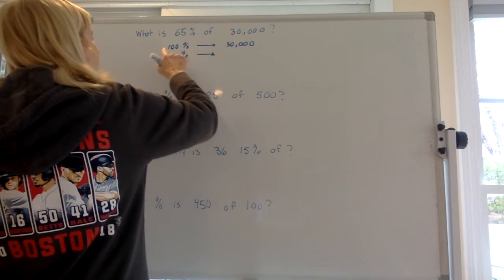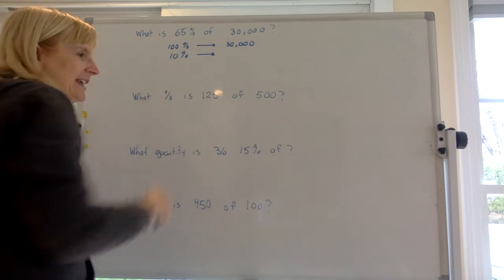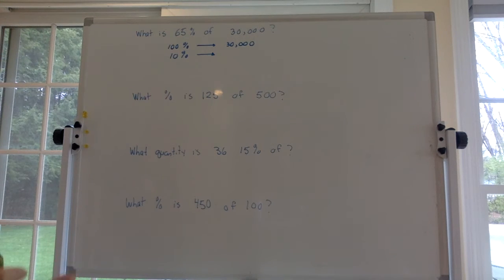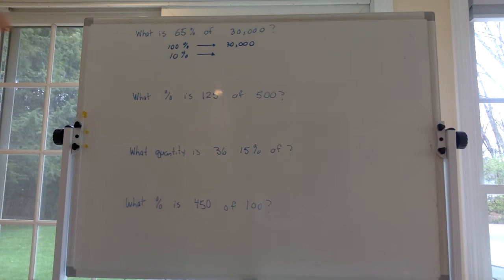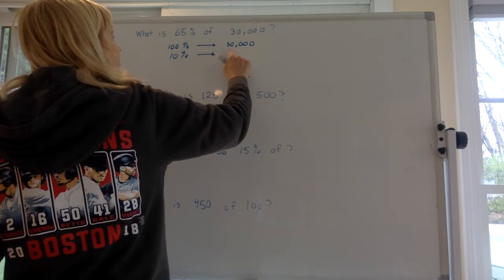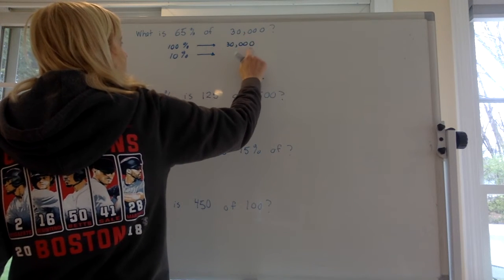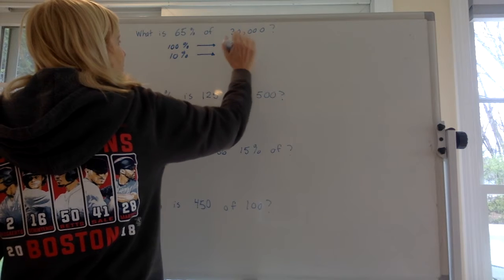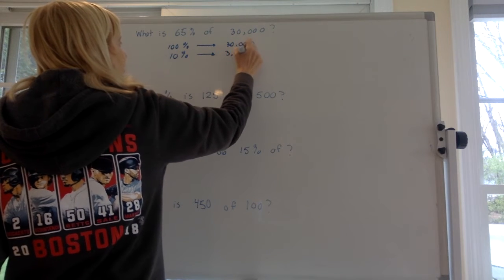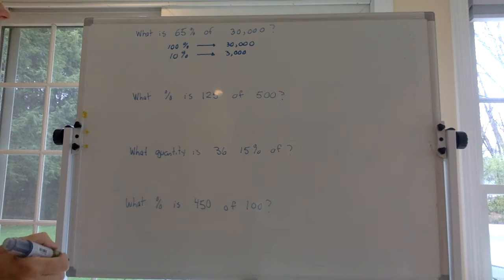What's 10%? Well, how did you get from 100 to 10? What did you multiply or divide by? Didn't you divide by 10? 100 divided by 10 is 10. So you've got to do the same thing to the 30,000. You divide 30,000 by 10, you just lop off a 0, right? Okay, so we got to 10%.